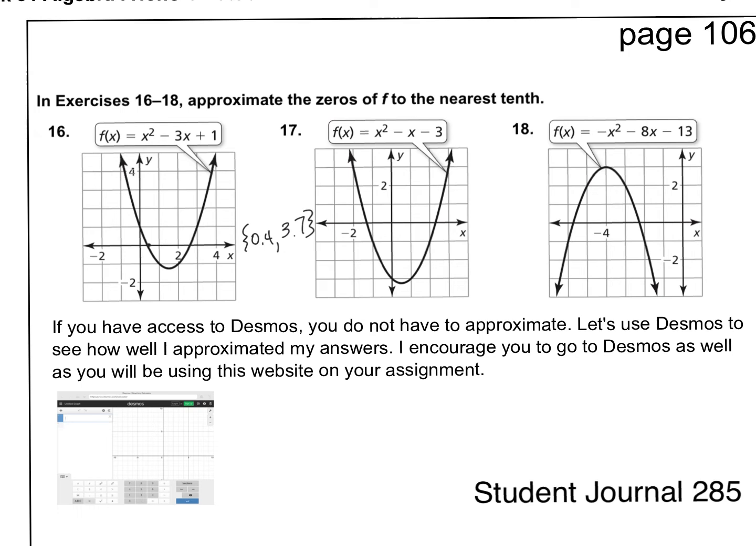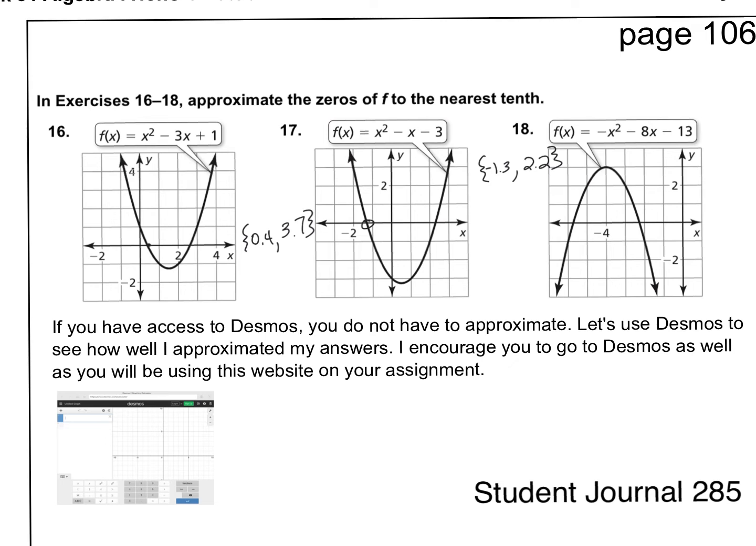And then for number 17, negative 1.3. Because that looks like about negative 1.3. And then 2.2. And again, I'm just guessing. I really am. This looks like 2 and it's a little bit past 2. We'll see how far I'm off.